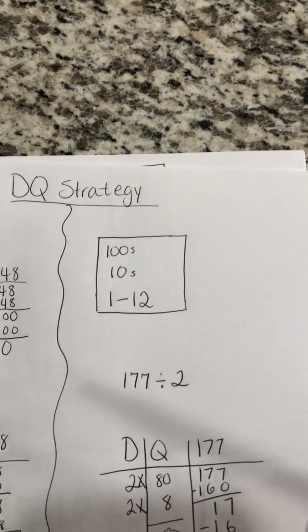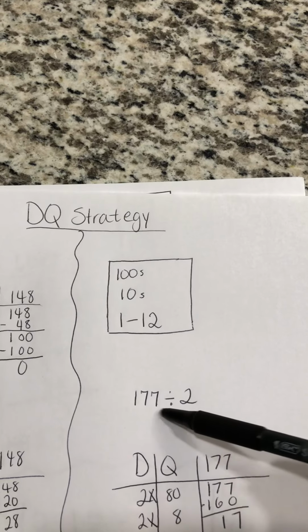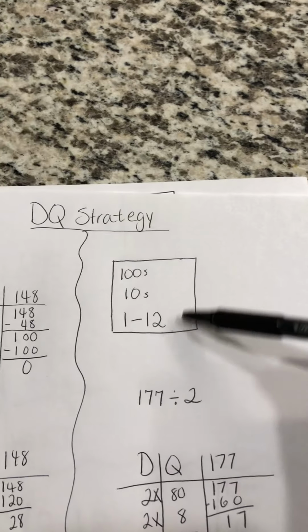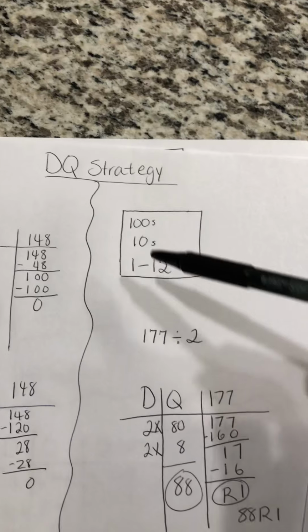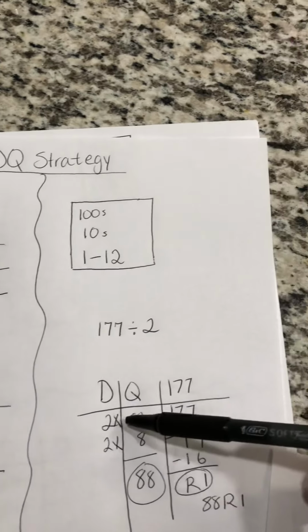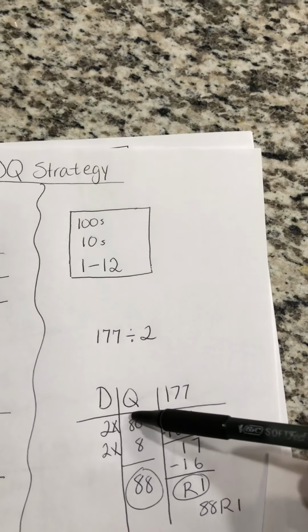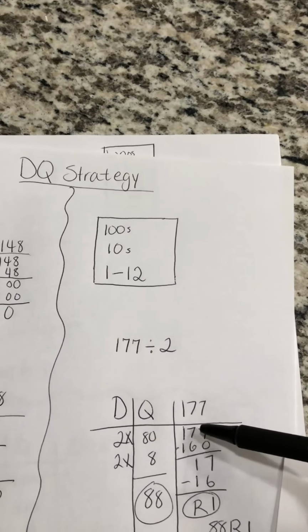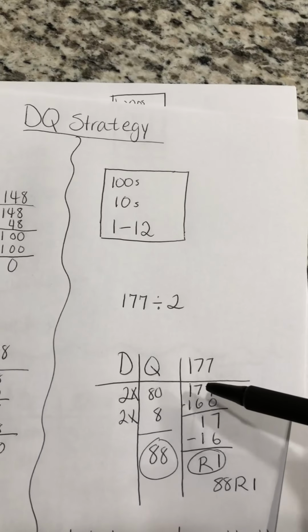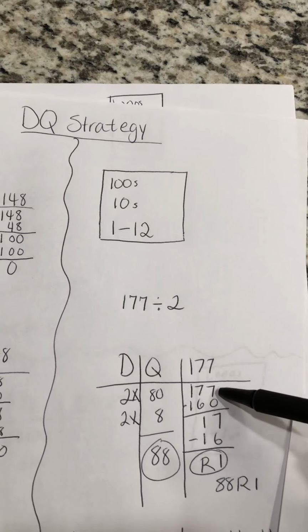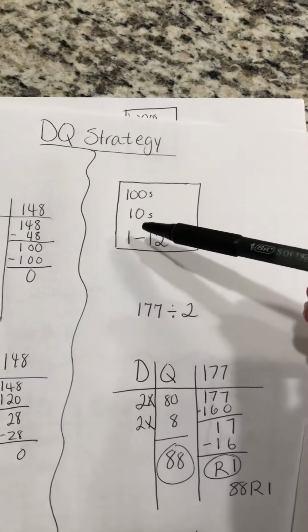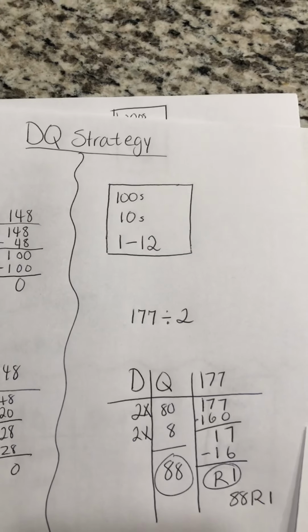This time we are dividing 177 divided by 2. We're still thinking about our box of numbers here. I'm going to rule out multiples of 100s. I cannot take 2 and multiply by 100 here, because it would give me 200. And 200 is too large of a number, okay, because my dividend is only 177. So I move down to my multiples of 10s and I start thinking about.